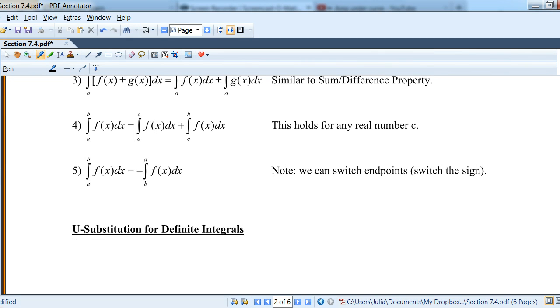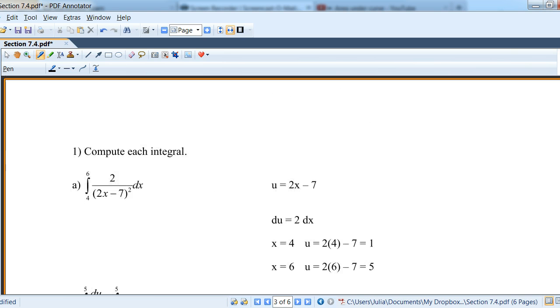And what I wanted to do next, we're going to use these properties a little bit, but I also wanted to show you u substitution that was in section 7.2. It's very similar, but there's a couple of minor differences for the definite integrals. Okay, so let's take a look at maybe this one. Let's say you wanted to compute the integral from 4 to 6 of 2 over (2x minus 7) squared dx.